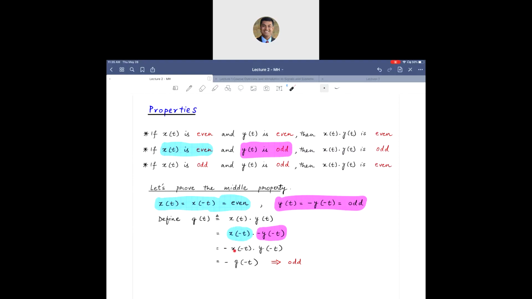I've got x of t multiplied by y of t, which is essentially how we defined g of t, because g of t is x of t multiplied by y of t. G of minus t should be x of minus t multiplied by y of minus t, so you get minus g of minus t. G of t, when it equals g of minus t, that means it is an odd signal. So the properties are like basic even odd math. Yes.